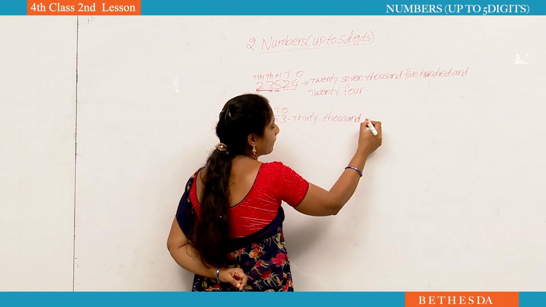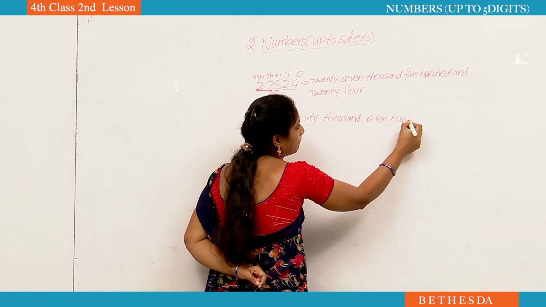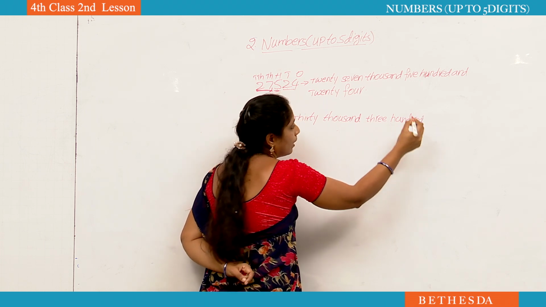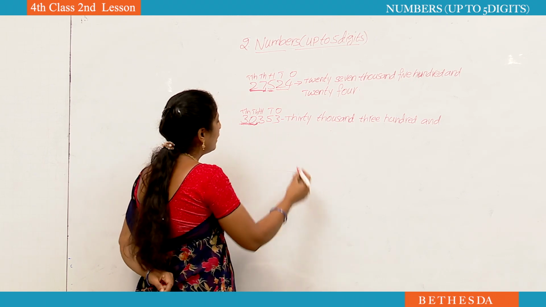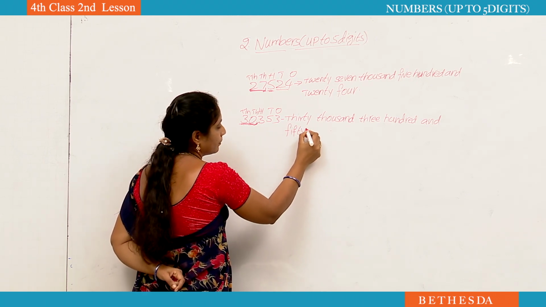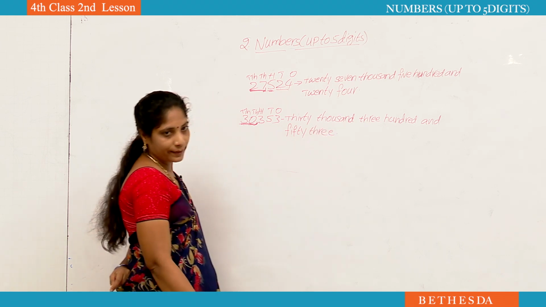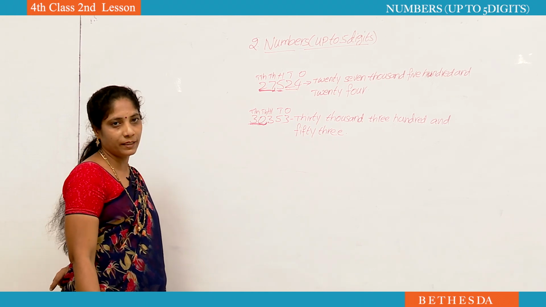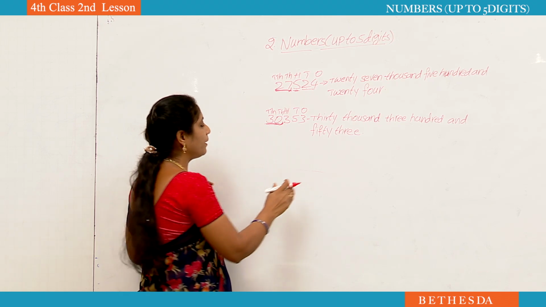30,300. After the hundred we should keep "and" and we have to write 53. Okay, did you understand how to write the number names for a 5-digit number? Okay, now we are going to learn expanded form.